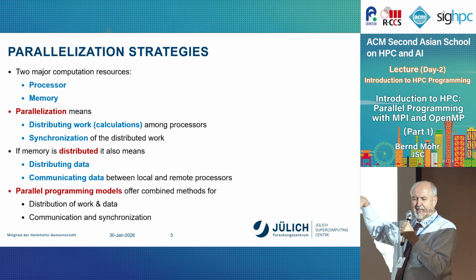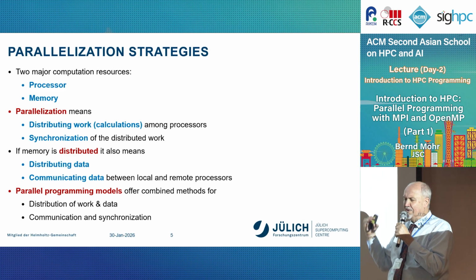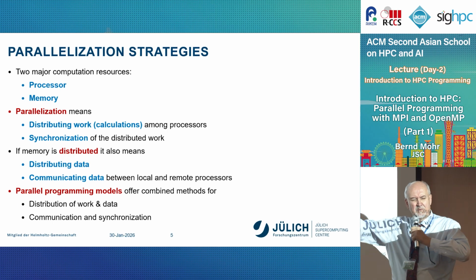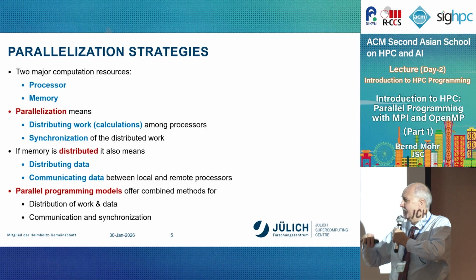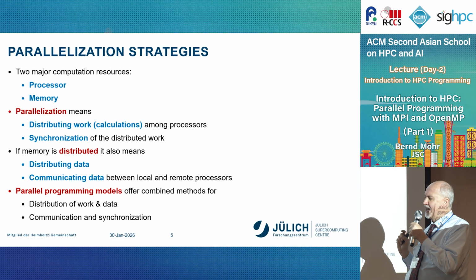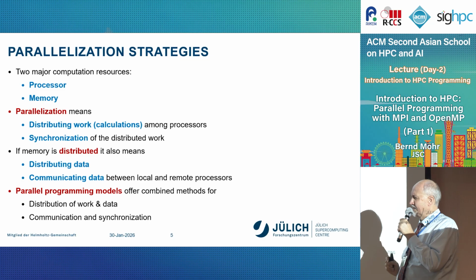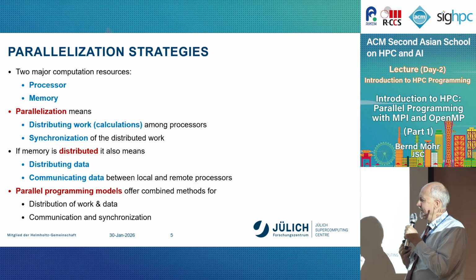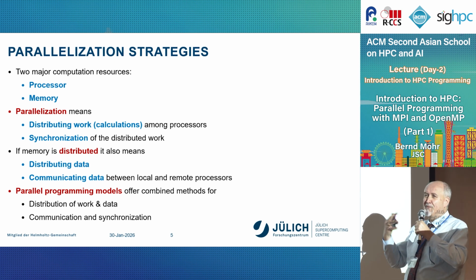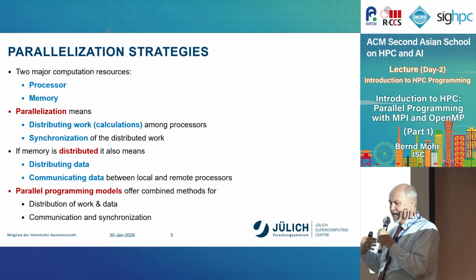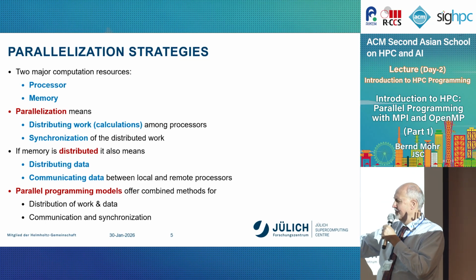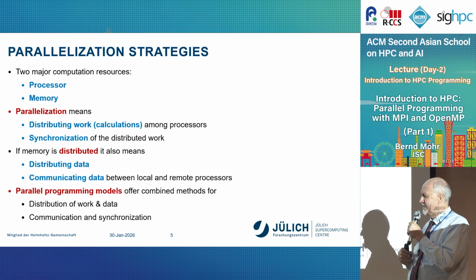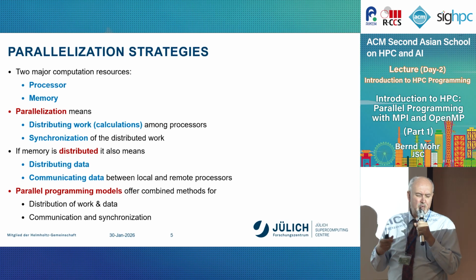If the memory is distributed, we have a distributed memory system, we also have to distribute the data because there's more than one memory. And then we need to communicate between the local and the remote processors. Then there are parallel programming models, which give you methods or ways to express in your program how to do the distribution of work and data and how to communicate and synchronize. This is called a parallel programming model.